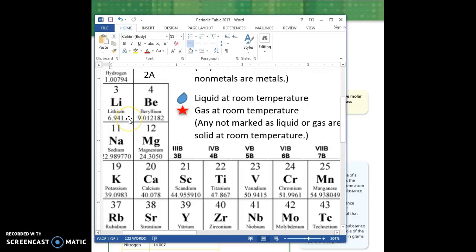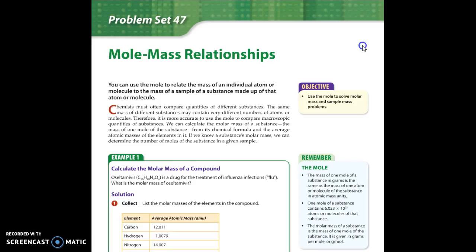When we do molar mass in grams, now it's the same number, but now it's how heavy 6.022 times 10 to the 23rd atoms of lithium would be, or how heavy a mole would be. 1 mole of a substance contains 6.022 times 10 to the 23rd atoms or molecules of that substance. The molar mass of a substance is the mass of 1 mole of the substance. It is given in grams per mole, grams over moles.